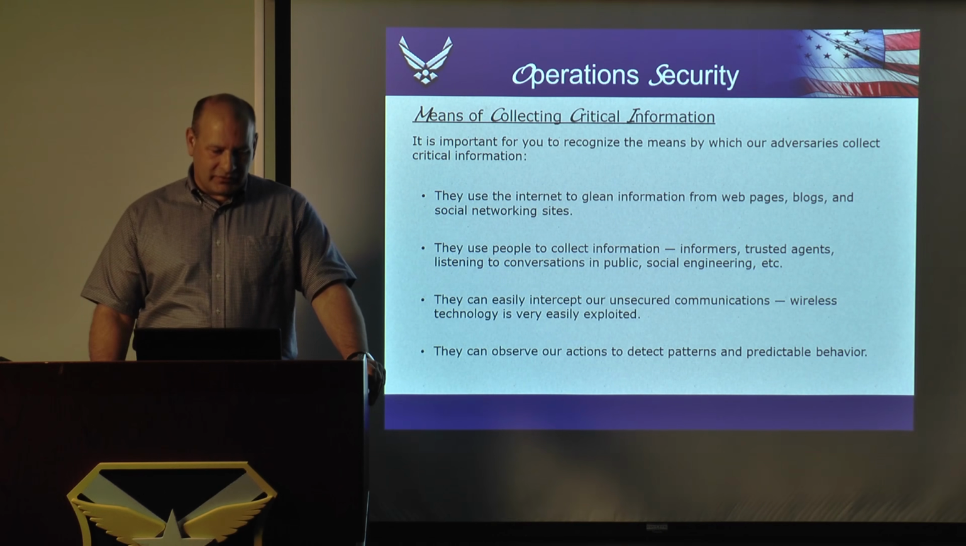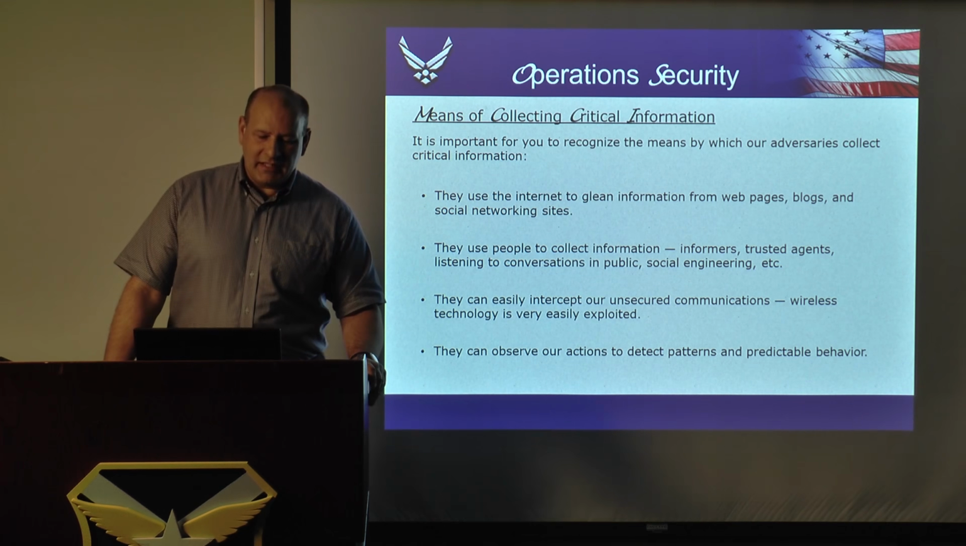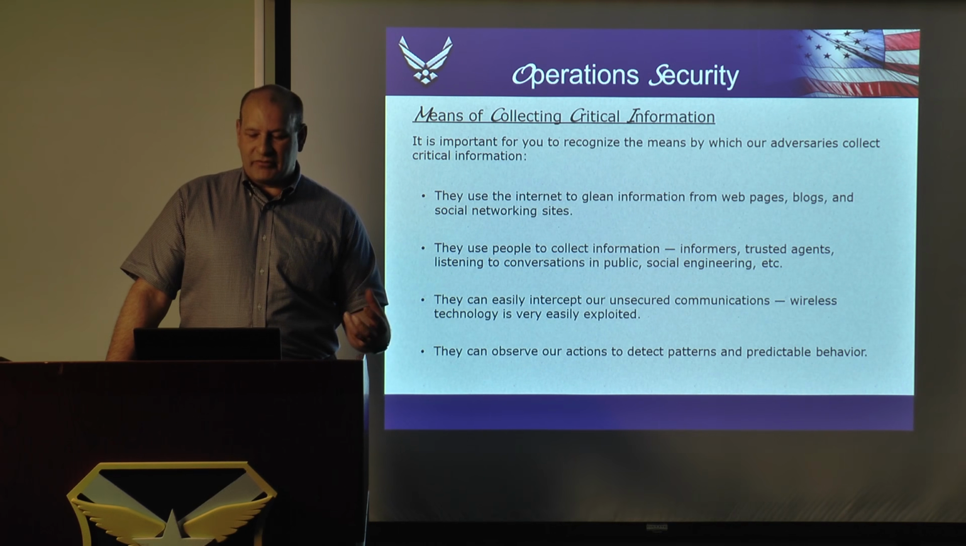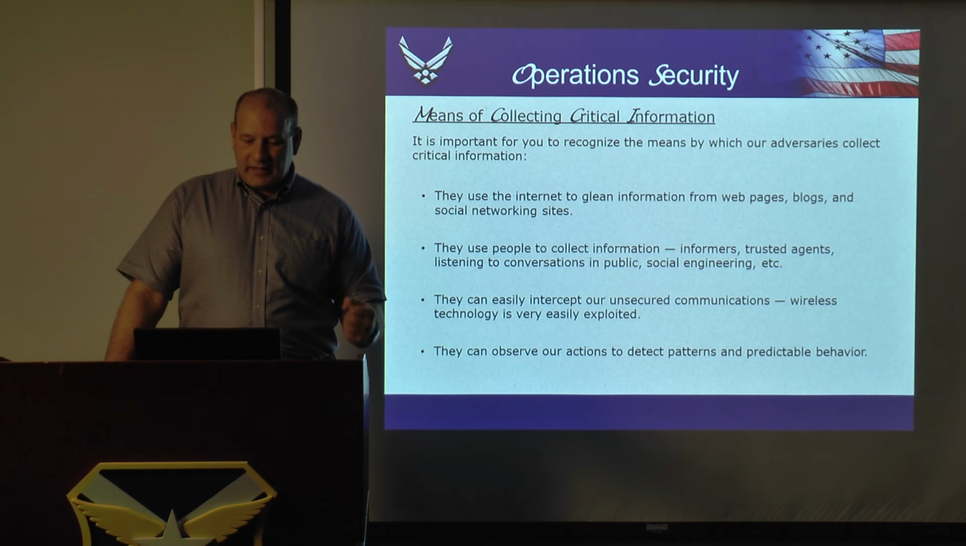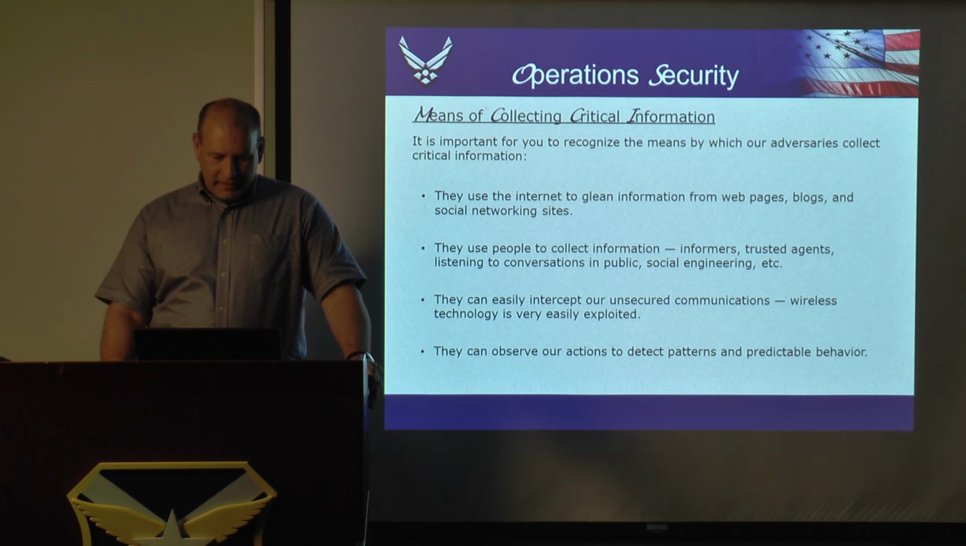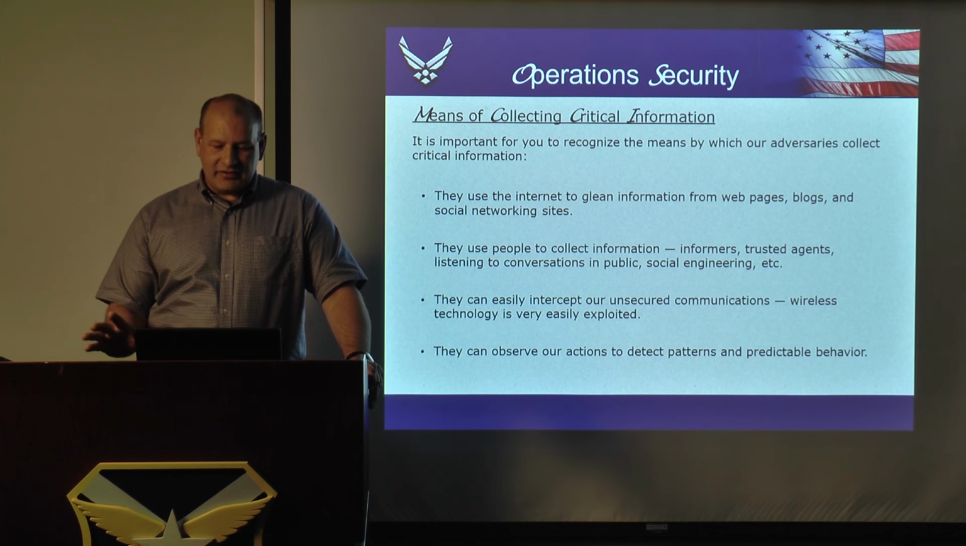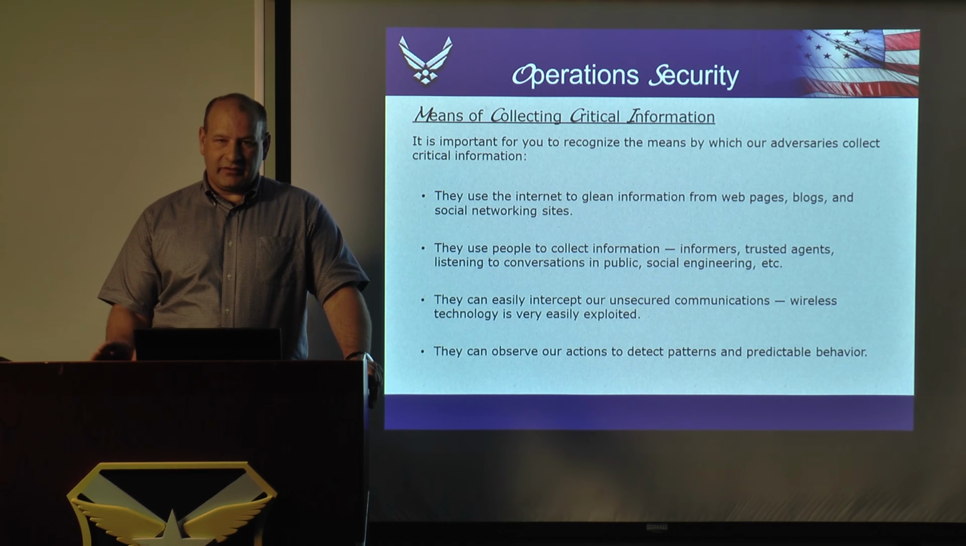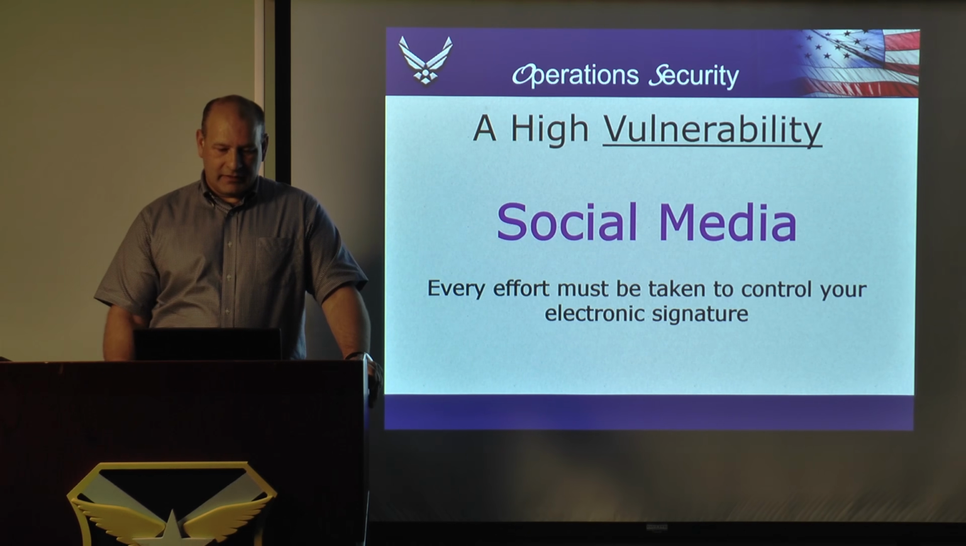Means of collecting critical information. It's important that you recognize the means by which an adversary collects critical information. They use the internet to gather information through web pages, blogs, and social networking sites. They use people to collect information, trusted agents, or conversations in public. They can easily intercept our unsecure communications. Wireless technology is very easily exploited. They can observe our actions, detect patterns, and predictable behaviors.